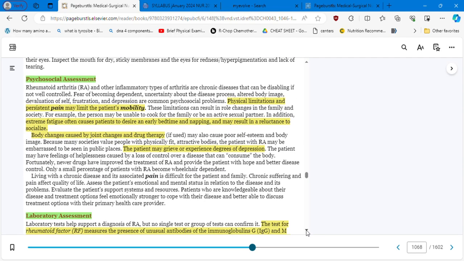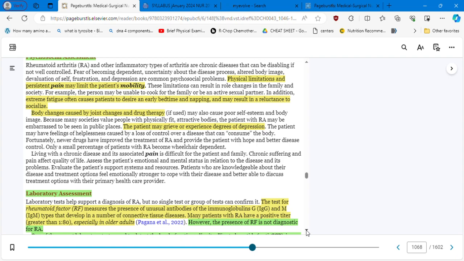Psychosocial assessment: physical limitations and persistent pain may limit the patient's mobility. And this can cause extreme fatigue, which often causes the patient to desire an early bedtime and napping, and may result in a reluctance to socialize. When the patients have the need to have frequent naps, this would be like a step one into depression, in the depression pathway.